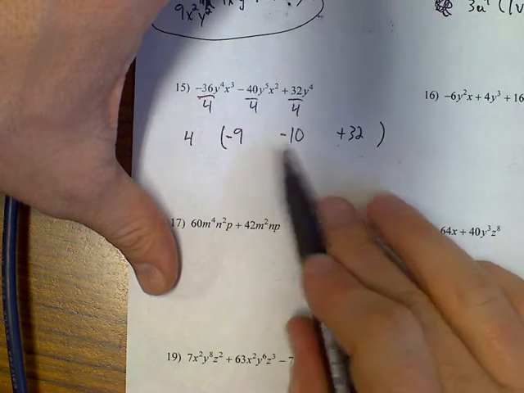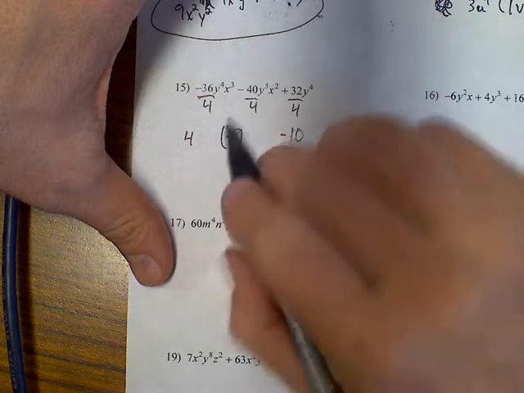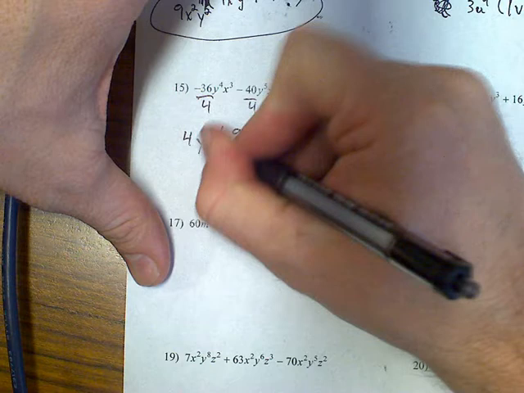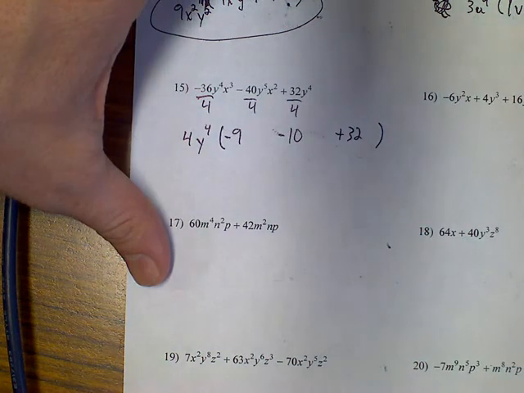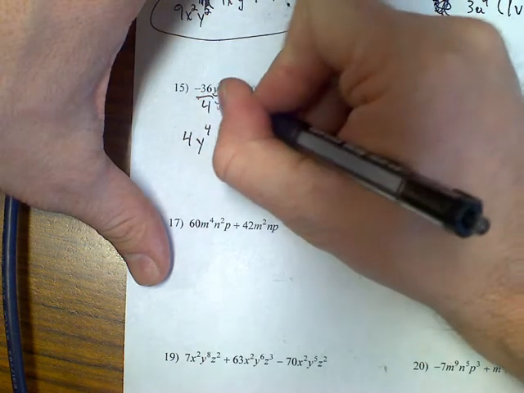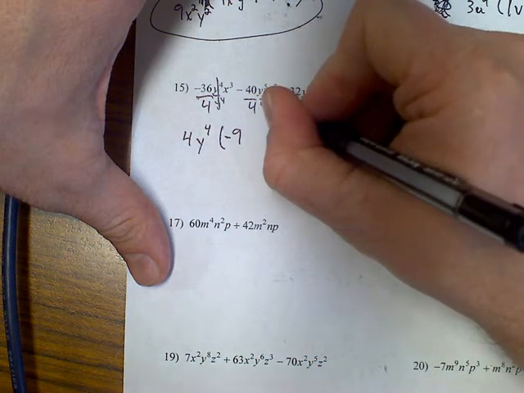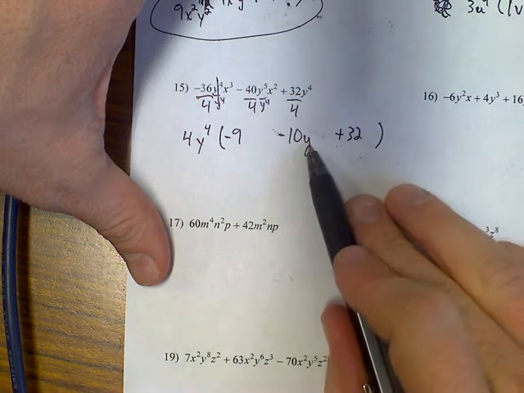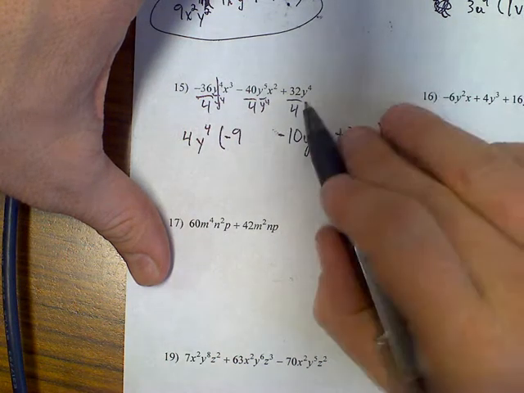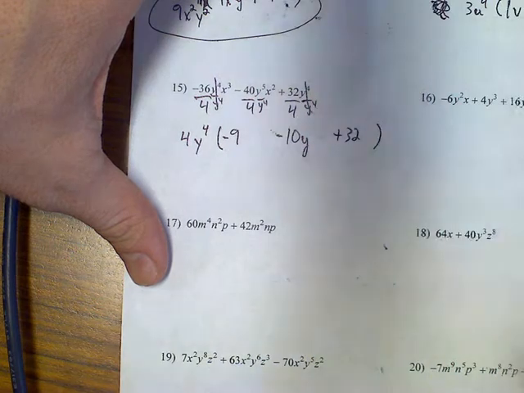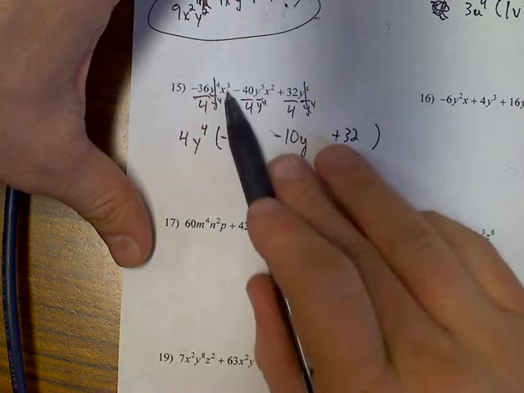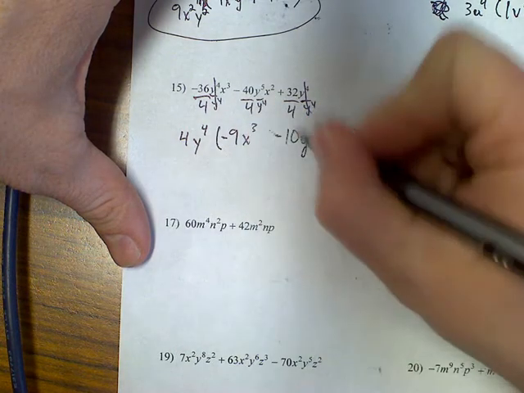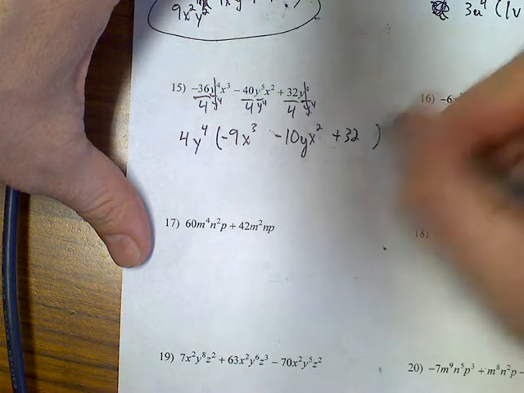So I left space for my letters. So this has 4 y's, 5 y's, 4 y's. So the largest amount I can take out is y to the 4th. If I divide this by y to the 4th, that goes away. Divide this by y to the 4th, 5 minus 4 is 1, so there's 1 y left here. If I divide by y to the 4th, that goes away. This has 3 x's, 2 x's, no x's. So my x's stay where they're at.